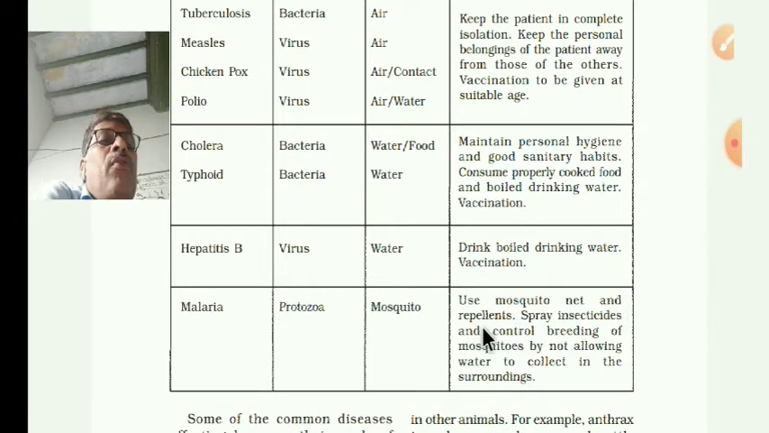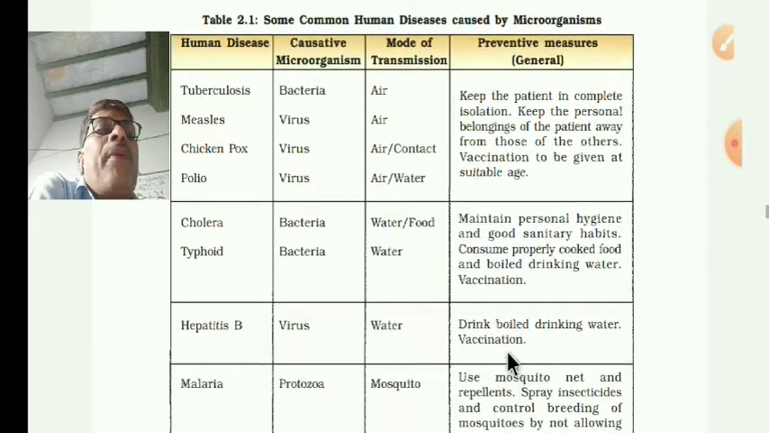You know what you are using at home, repellents, a substance used to repel insects. Okay, the liquid you are using at home. And spray insecticides and control breeding of mosquitoes by not allowing water to collect in the surroundings. So these are the preventive measures.